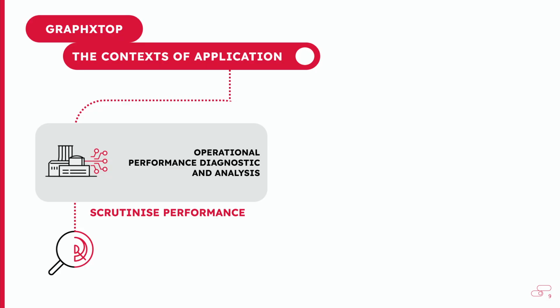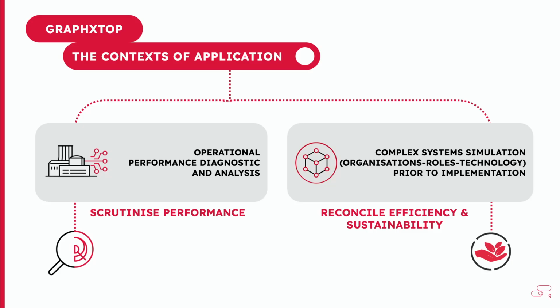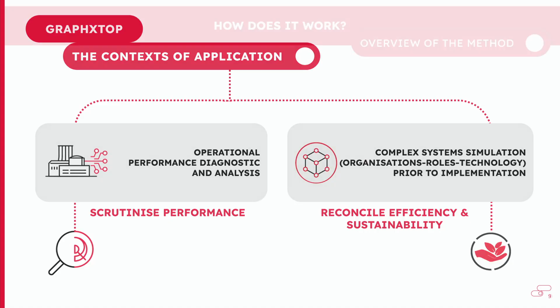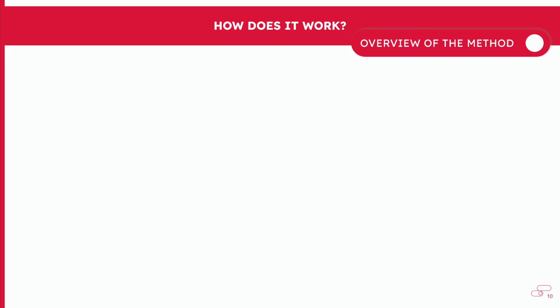This method can be used in two different contexts of application. First of all, operational performance diagnostics. The idea is to have new means to scrutinize performance. The other way is to be able to test complex systems prior to implementation and to see whether they work as intended, whether they have these critical entities, bottlenecks, and so on, before we commit to implementing them. And now I'm giving the floor to my friend who's going to explain how the pipeline of the method works.